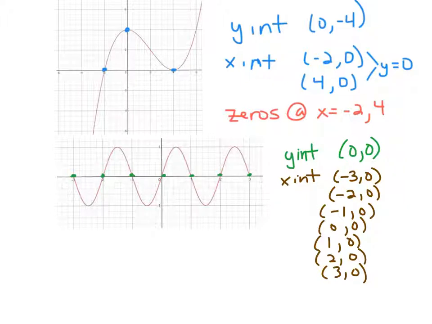So there's quite a few. There actually could be more. If this graph continued this pattern, you could almost envision there being infinitely many x-intercepts. So the zeros of this graph are going to be x equals -3, -2, -1, 0, 1, 2, and 3.